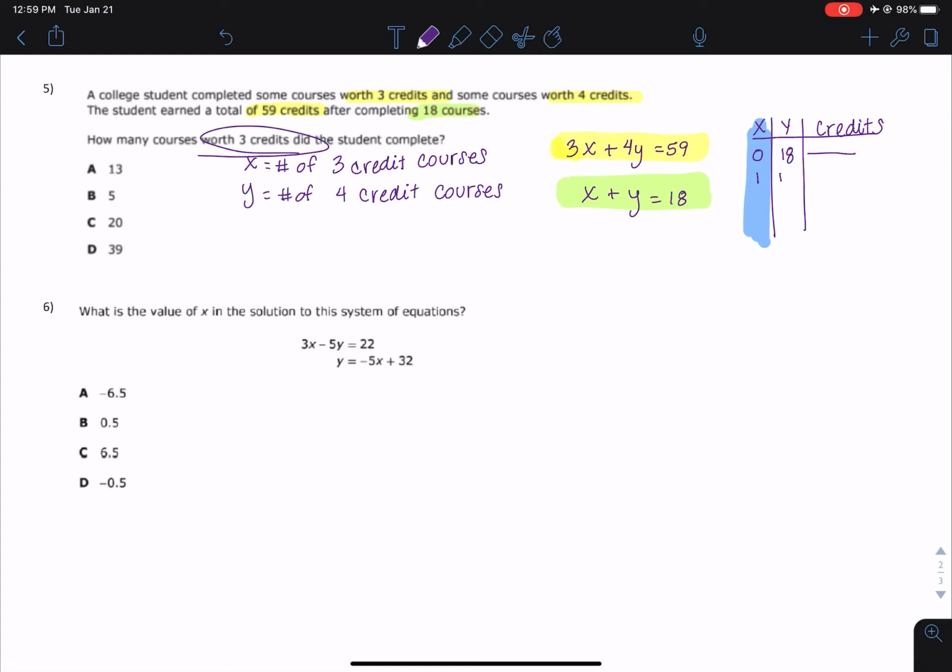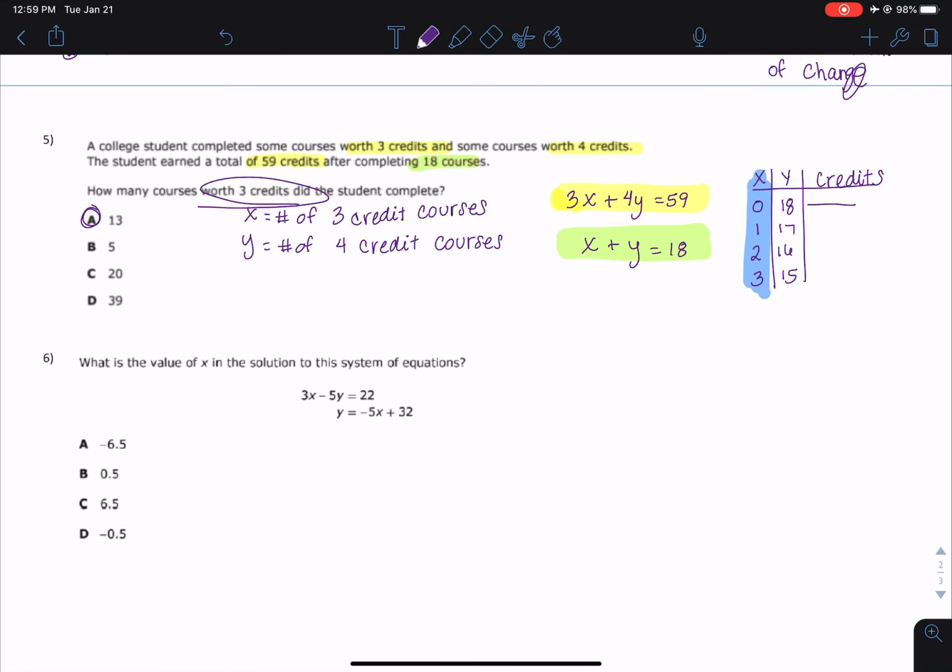He could have 1 and 17, 2 and 16, 3 and 15. And then you could keep going. When you keep going down that road, you would find that the answer is 13. Because if he had 13 3 credits, he would have to have 5 4 credits. So if he had 13, then we're going to have 3 times 13 of those plus 4 times 5 of those is 59. So that would work. Okay? So now go try questions like that.